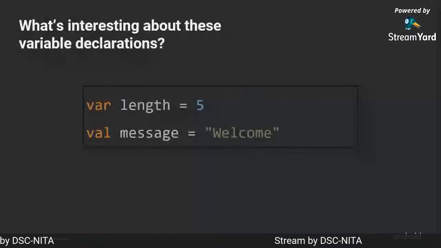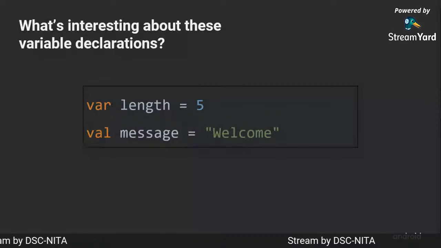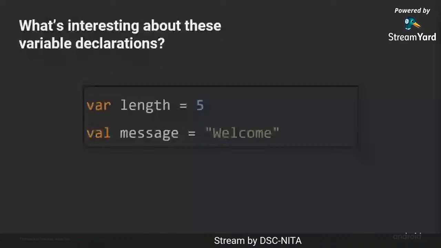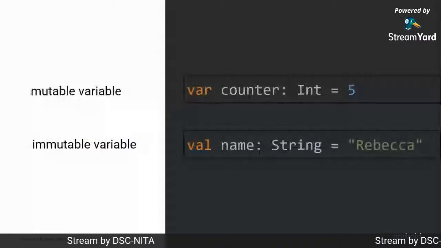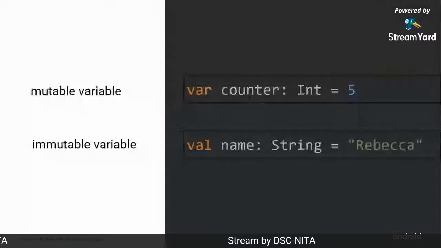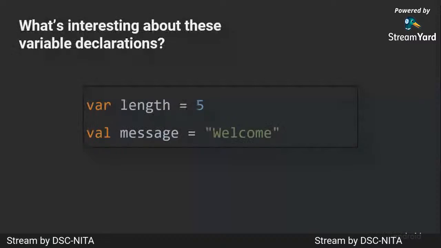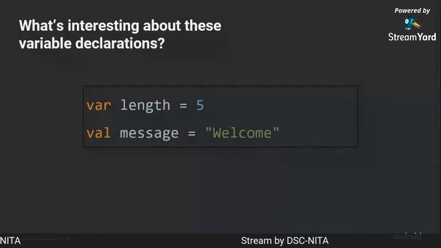So what's interesting about these variable declarations? These are also valid ways to declare variables in Kotlin. What do you notice about these codes? Okay, so there is no colon. See the previous code, there are colons and there are data types like Int, String. But here there are no data types and no colons. So no data type is specified.